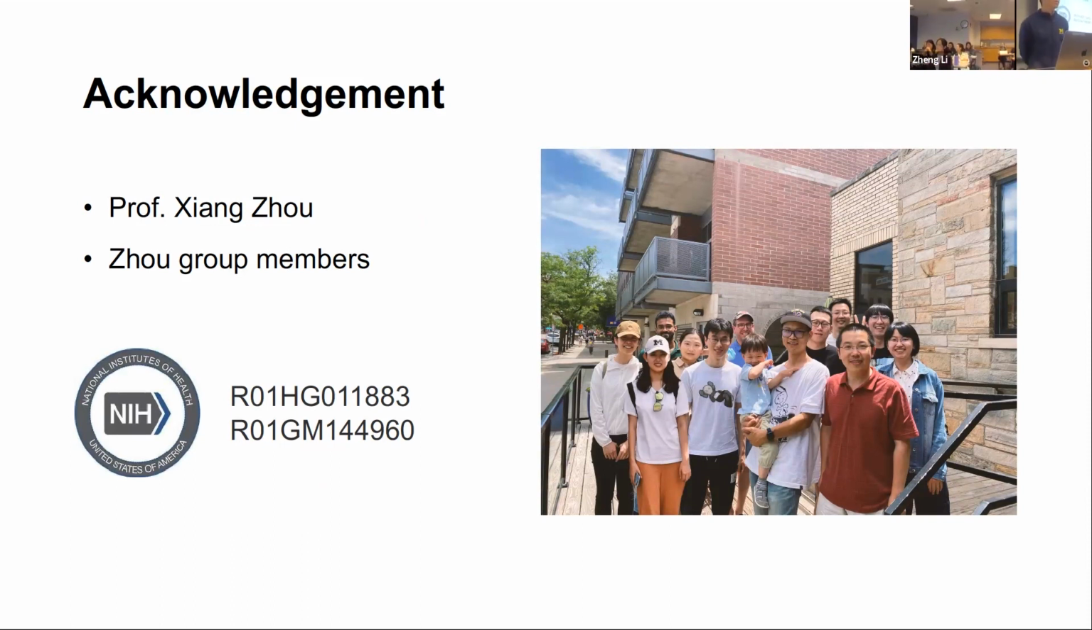Another question online from Zheng, who asked if BASE is applicable to DLPFC data. It's applicable. One of our collaborators is actually applying BASE to DLPFC data, and the results are quite good.